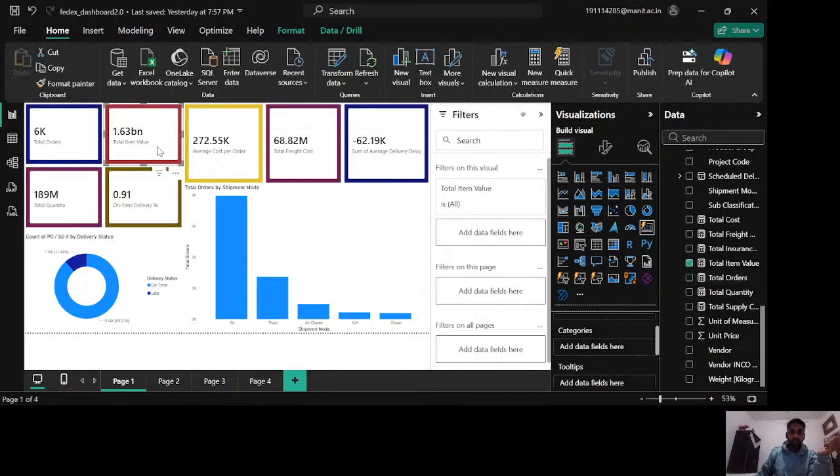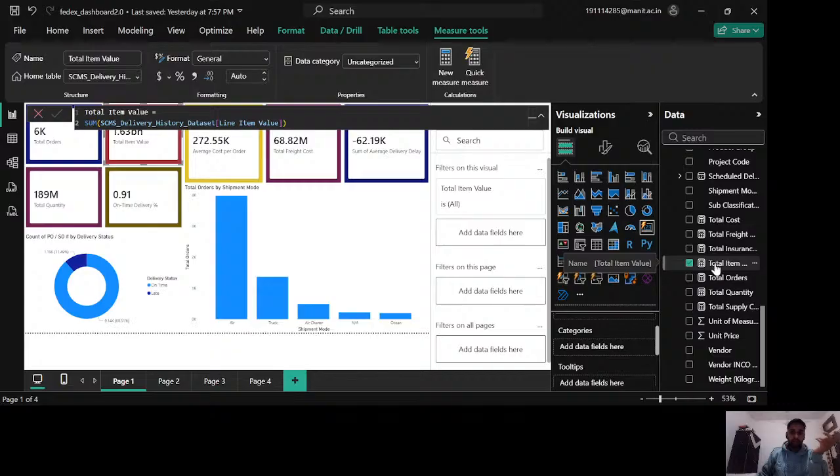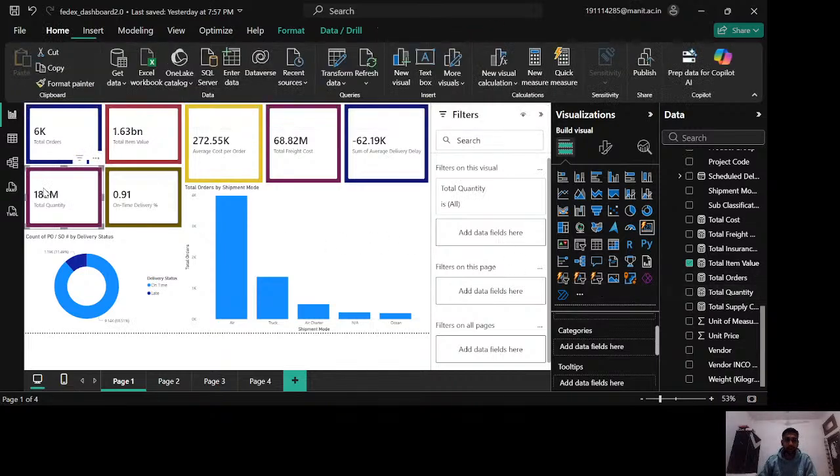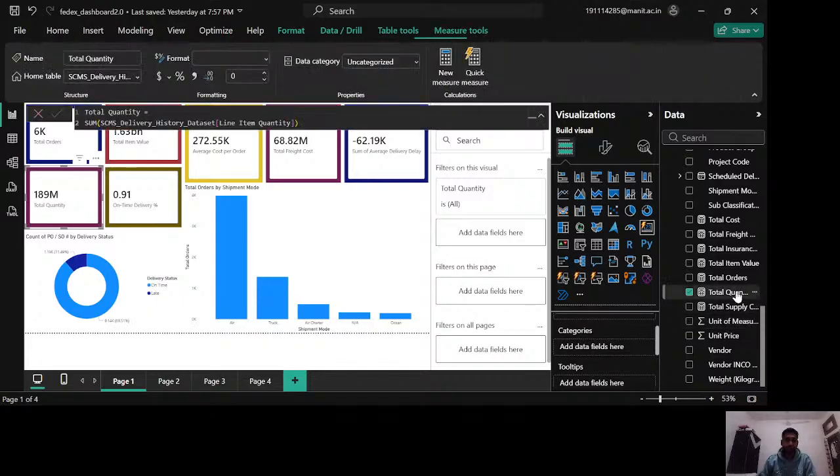Now moving on to our second KPI, which is the total item value, and it is also a measure, which we have calculated using the sum of line item values. Now we have our next KPI, which is based on the total quantity, which we can calculate using the sum of line item quantity.